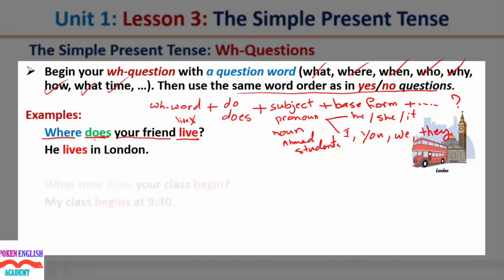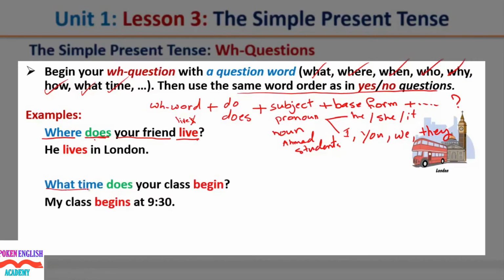Another example. What time does your class begin? The question word here is what time, followed by the verb does, followed by the subject, a singular noun, followed by the base form of the verb. So again, notice here that whenever we use does, we need to delete the s. We cannot say begins. No, this is incorrect. The answer: my class begins at 9:30.